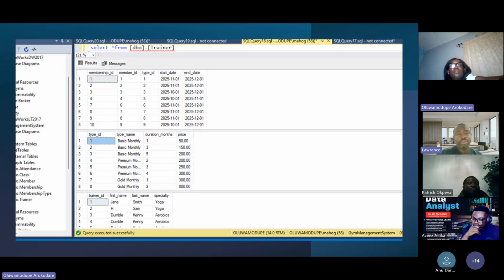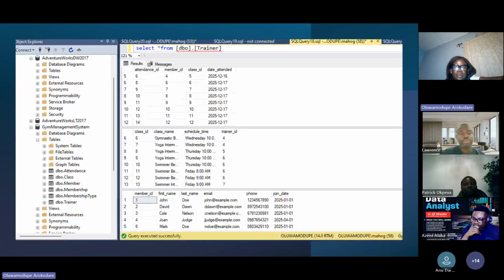So this is the outlook of my tables. When I created the membership table, the parameters under it were the member ID, which is the primary key, the type ID, start date and end date. Then for the type table, we have the type ID, type name, duration in months, then the trainer ID too. And also for the attendance table, the class ID.